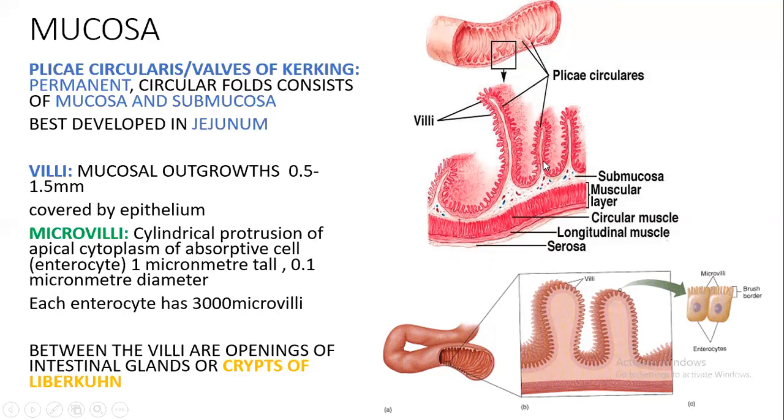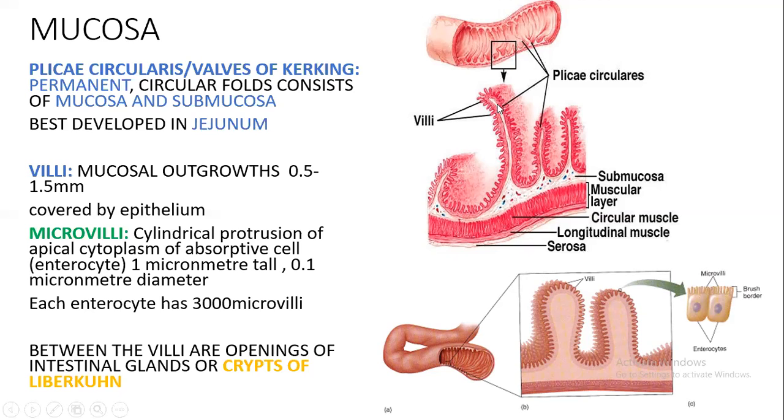So mucosa and submucosa fold to form plicae circularis. Over these plicae circularis are mucosal outgrowths known as villi. These villi are covered by epithelium, and the epithelium comprises enterocytes and goblet cells. The enterocytes are the absorptive cells, and they have cylindrical protrusions of the apical cytoplasm known as microvilli, which give the intestine a velvety appearance. Each enterocyte has about 3,000 microvilli.